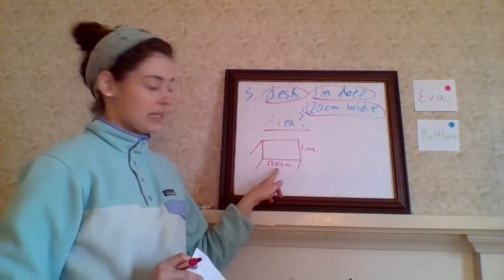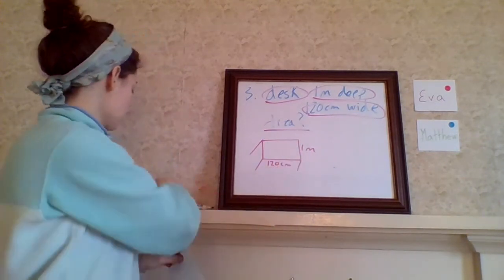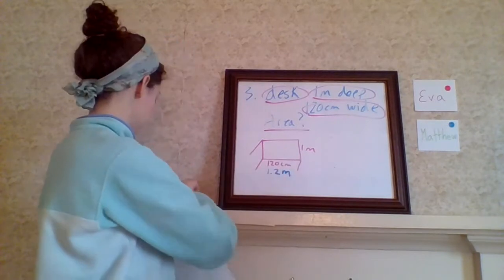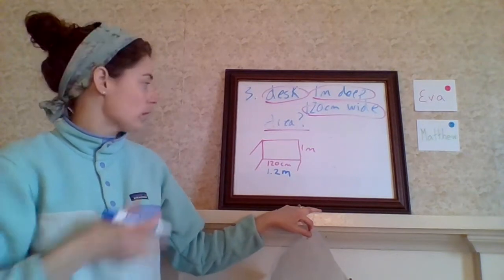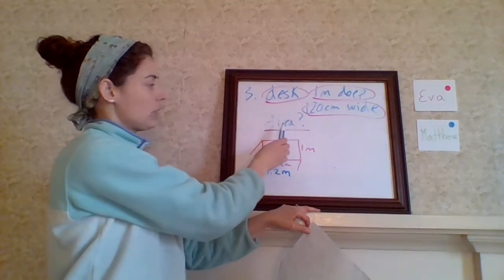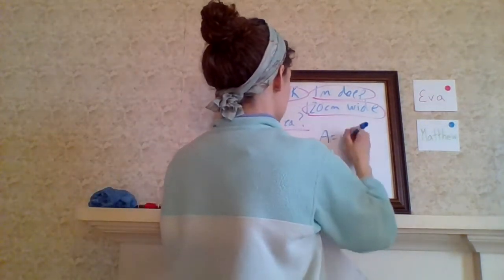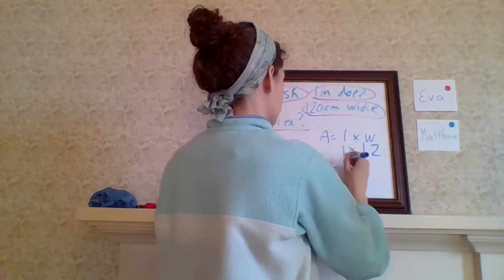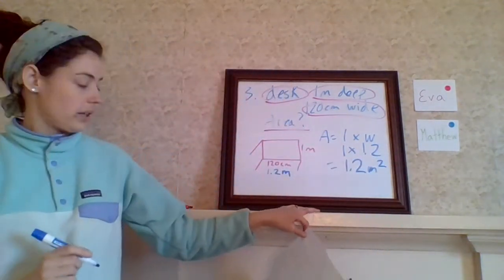So if you remember, it takes 100 centimeters to make 1 meter. So let's convert 120 centimeters into meters. We're going to move the decimal over 2 places. So we'll have 1.2 meters. And now for our 4th step, we're going to think, what sort of problem is this? Well, it's a rectangle and we want to find the area. So now we need our formula for area of a rectangle, which is length times width. And that is 1 times 1.2, which is 1.2 meters squared. So we found our area.